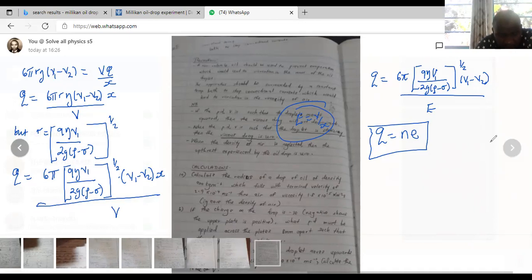Then when the density of air is neglected, then upthrust is always zero. Sometimes we say neglect air buoyancy. It means upthrust is supposed to be zero, as we shall see. So it is from there that we shall now come in and handle calculations.